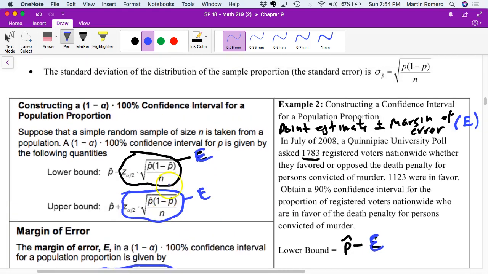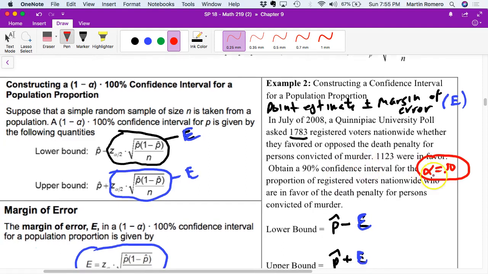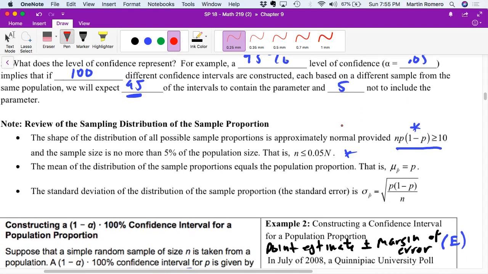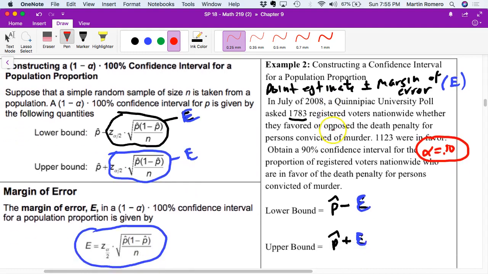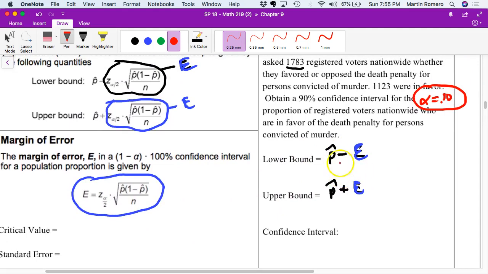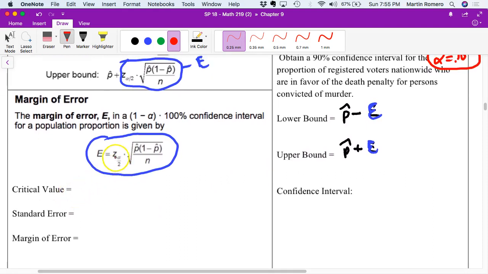And in these cases, remember, we want a 90% confidence interval. And so that has an alpha level of 0.10. So I could say obtain a 90% confidence interval, or I can say obtain a confidence interval with an alpha of 0.10. I can say either way. Alpha, again, is our error, the percent that we could be wrong with our estimate. And so to get these values, we need P hat and E.